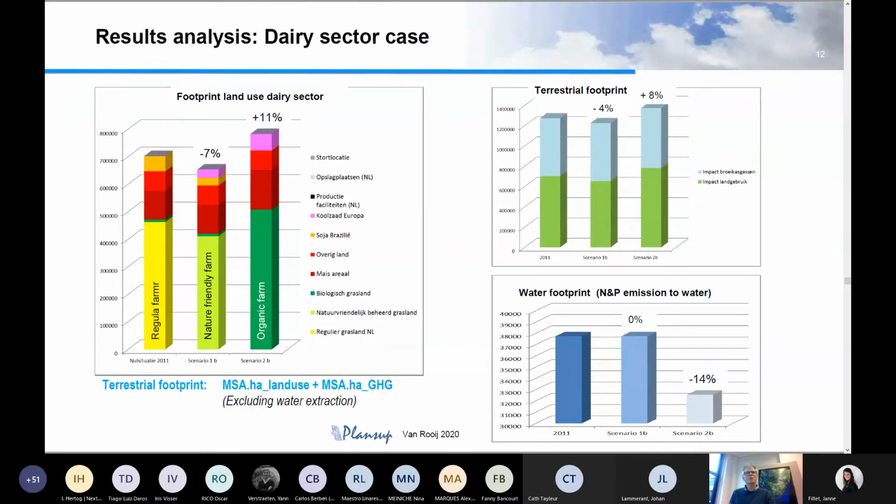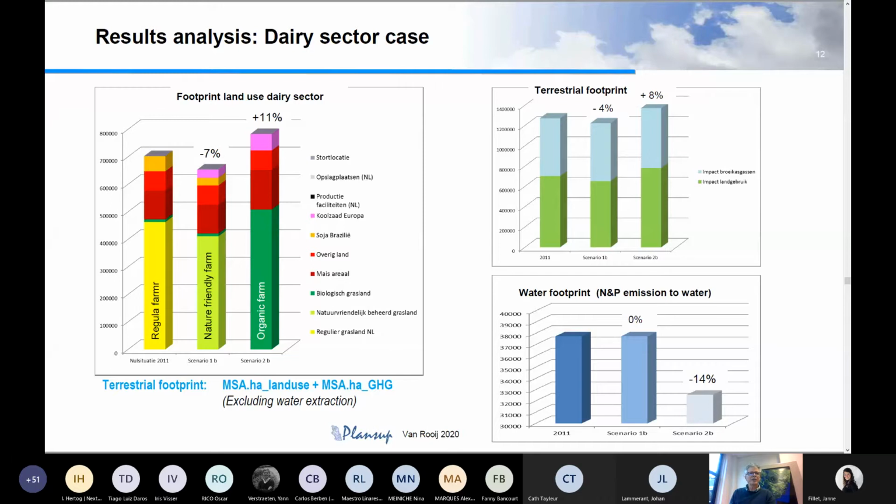Here is some outcome of the dairy sector calculations. So you see on the left a scale of the footprint. The left, with the yellow part, is a regular dairy farm. Then on the right part, you see an organic farm, and to many people's surprise, an organic farm has a little bit bigger footprint. And the main reason is that more hectarage is needed for the same production.